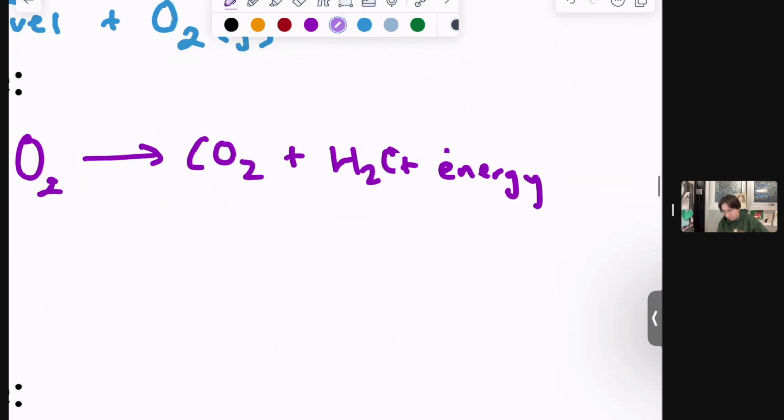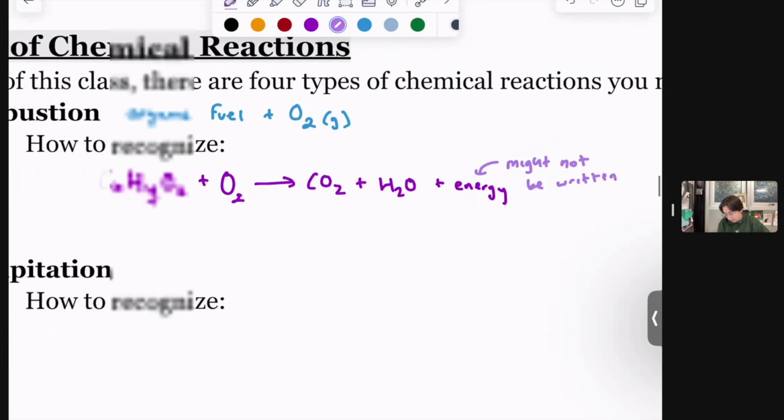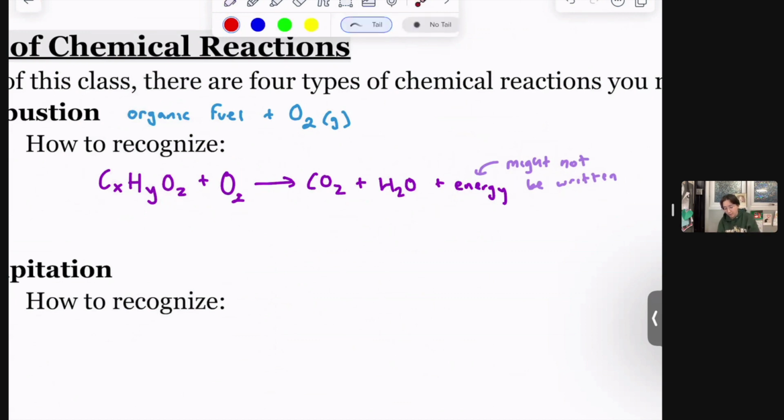Now the energy part, not necessarily written, so don't let that throw you off. But just so you know, these always produce energy. We'll talk more about that when we talk about exothermic and endothermic. So if you see a bunch of carbon and you see these 2 very specific products and you see this oxygen, it is combustion.